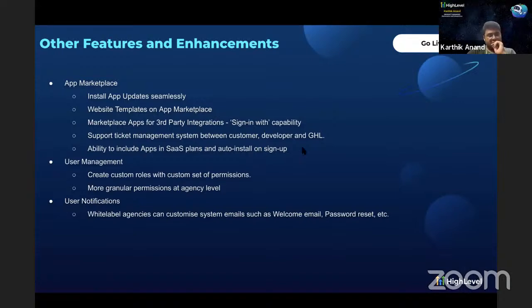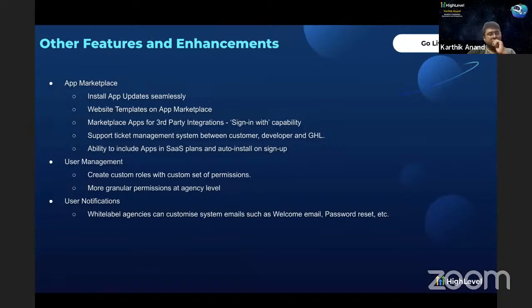Cool. So that was the end of the presentation. Let's go over the questions in the chat. So Dia, is it possible to enable the app marketplace on selected locations? If not, can we have a toggle like what we have for AI?